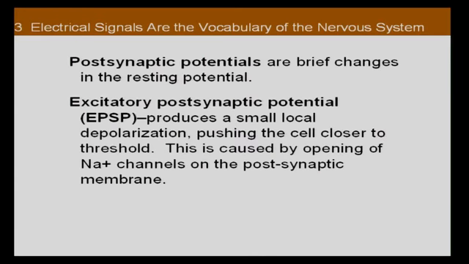The first is excitatory. Excitatory postsynaptic potentials produce a small local depolarization. Okay? It pushes the cell closer to threshold. It's going from -60 closer and closer to 0, trying to get to that threshold. And these EPSPs, or excitatory postsynaptic potentials, are caused by opening of sodium channels on the postsynaptic membrane. There's not nearly as many sodium channels there, but they're there, and the opening of those sodium channels in the dendrite and cell body causes a depolarization.